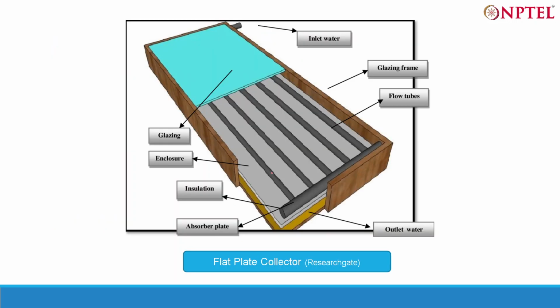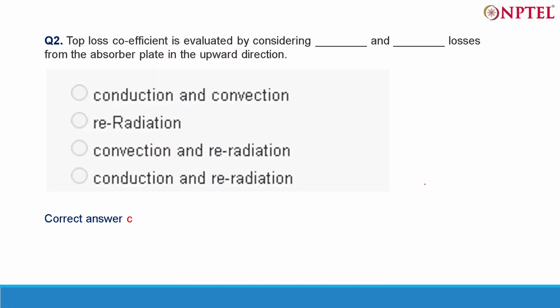I put a photo of this flat plate collector also. So what happens inside a flat plate collector? This is the glazing, that is the glass cover. This is the enclosure, a metallic enclosure, with insulation also. And this is the absorber plate. These are pipes: this is the header pipe, and these are flow tubes in which the water goes and takes the heat. Then this is a glazing frame. This is inlet water, this is outlet water. This is how the flat plate collector works.